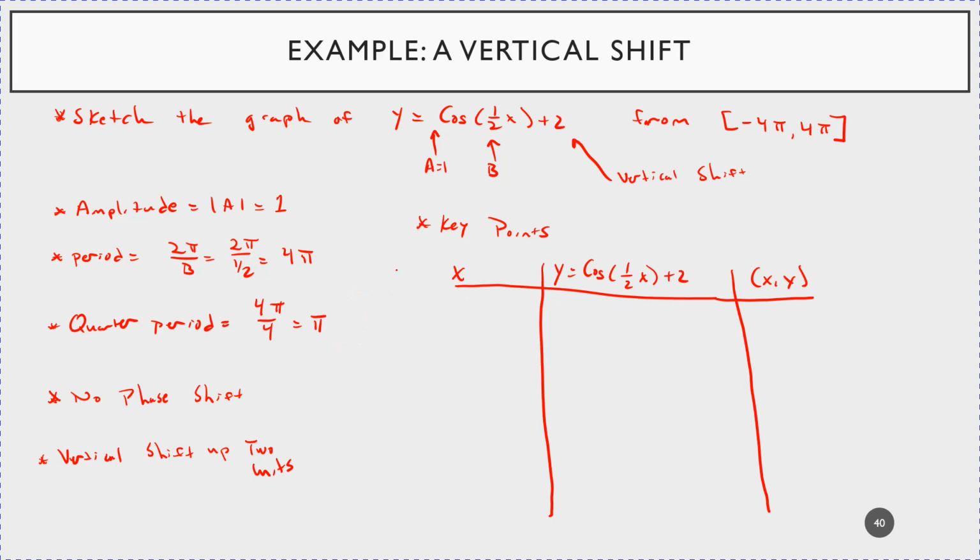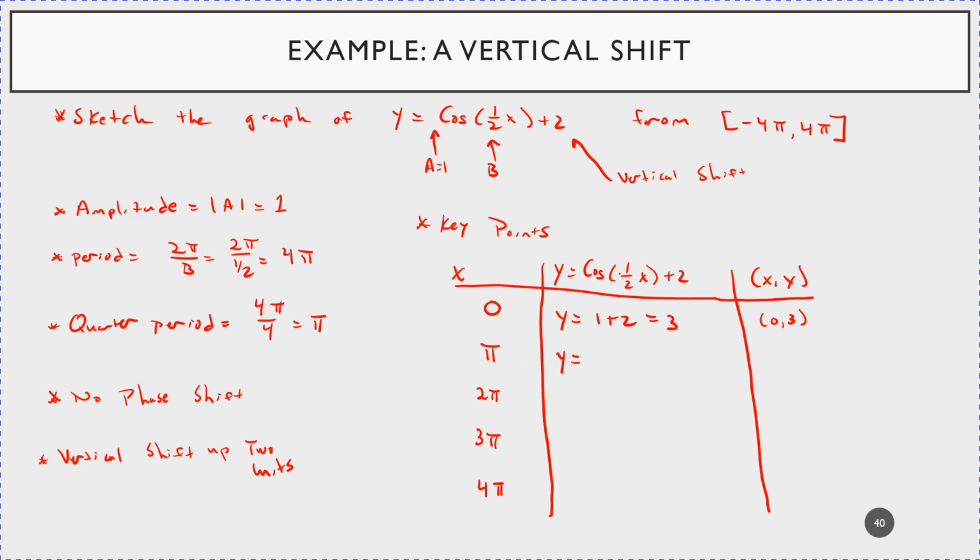All right, so no phase shift. So you are going to start at 0. And then you're just going to add quarter periods, right? So you add 0 plus pi gets me pi, then 2 pi, then 3 pi, then 4 pi. Now look, when you plug this in, right? When you plug 0 in, cosine of 0 is 1. So you get 1 plus 2, which gets me 3. So my first point is 0, 3.